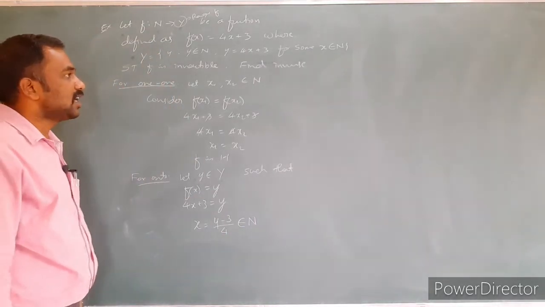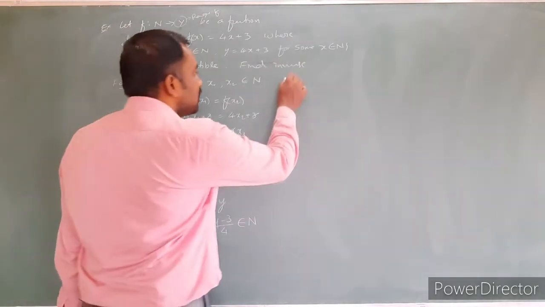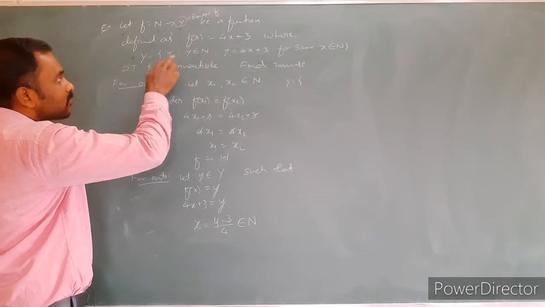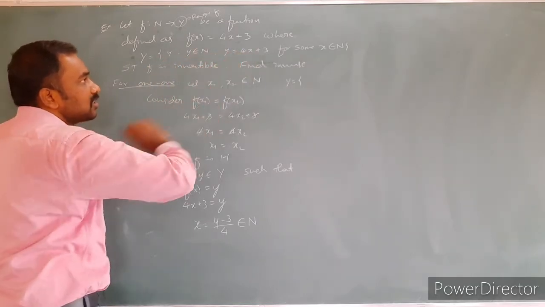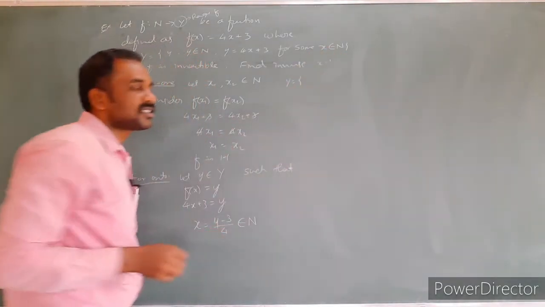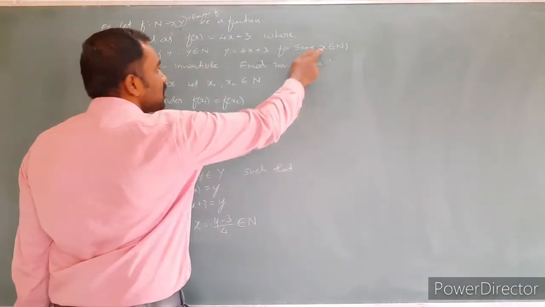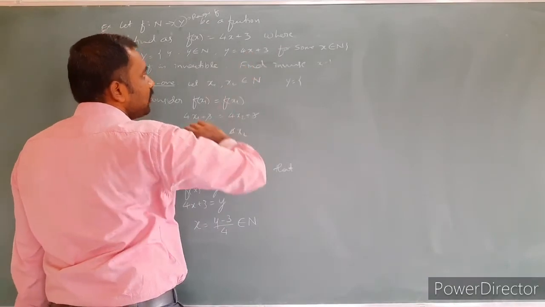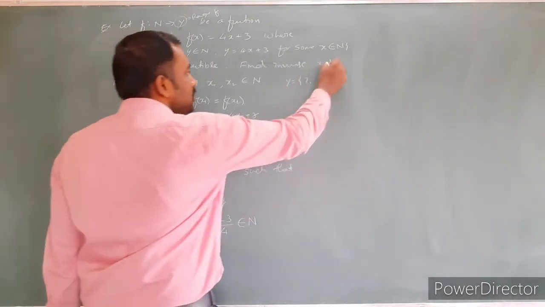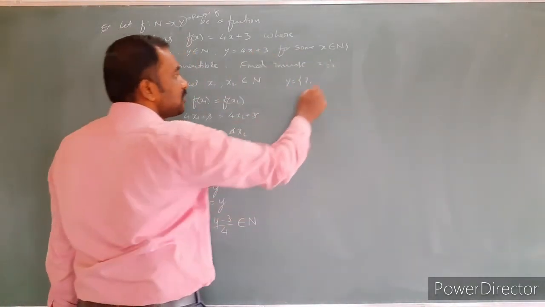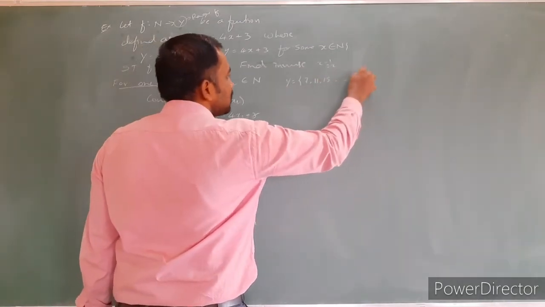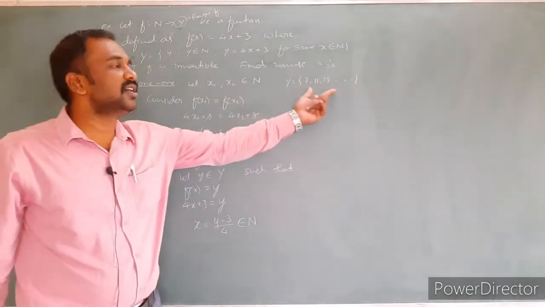Check it. What are the elements present in the Y set? The Y set contains y such that it satisfies the condition y = 4x + 3 for some x belonging to N. X belongs to the natural numbers, so I just replace the x value with 1. If x is 1, the y value is 4 plus 3, that is 7. Next, x value is 2: 4 times 2 is 8, 8 plus 3 is 11. Next, 3: 12 plus 3 is 15, like that. These are the elements present in the Y set.